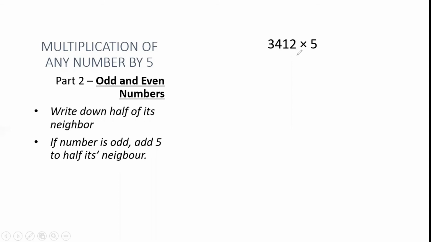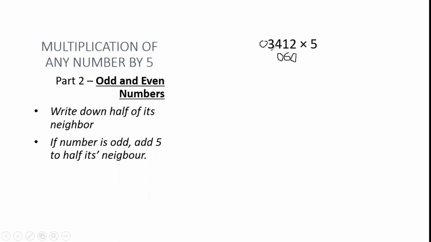So we start with 2, we put our 0 here because there's no neighbor. And now 1 is an odd number. So half of 2 is 1. We have to add 5 to it to make it 6. We put a 0 here. Now we go to the next number, which is 4. Half of 1 is 0.